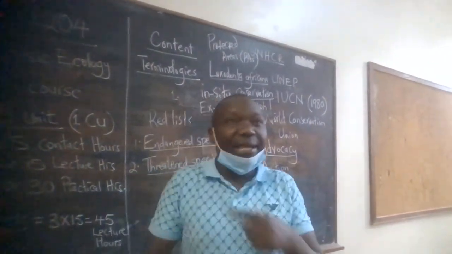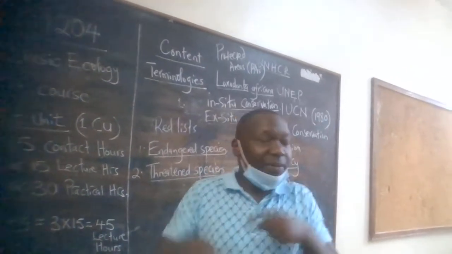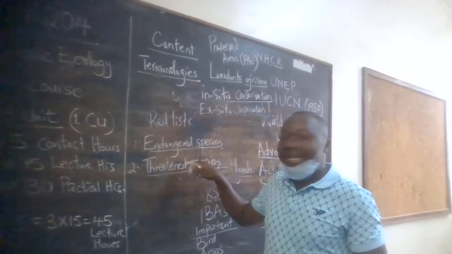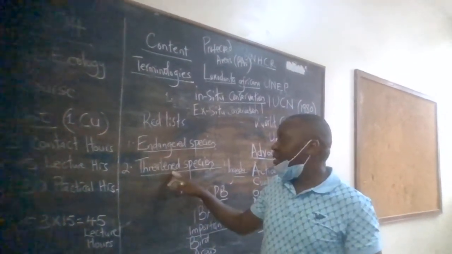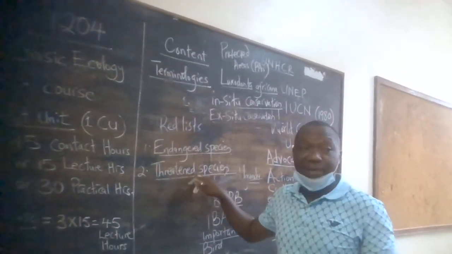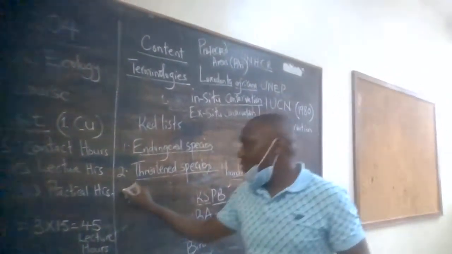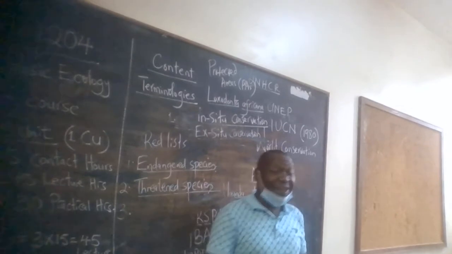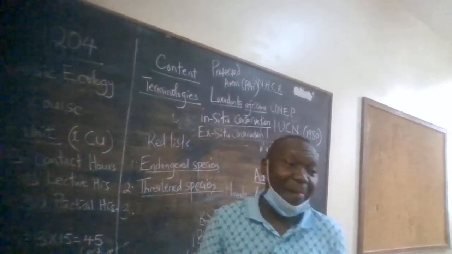So in case there is any activity, especially human activity, which is affecting the numbers of certain species, it may be brought to this what? This category. Do you know any other category of species categorization by IUCN?